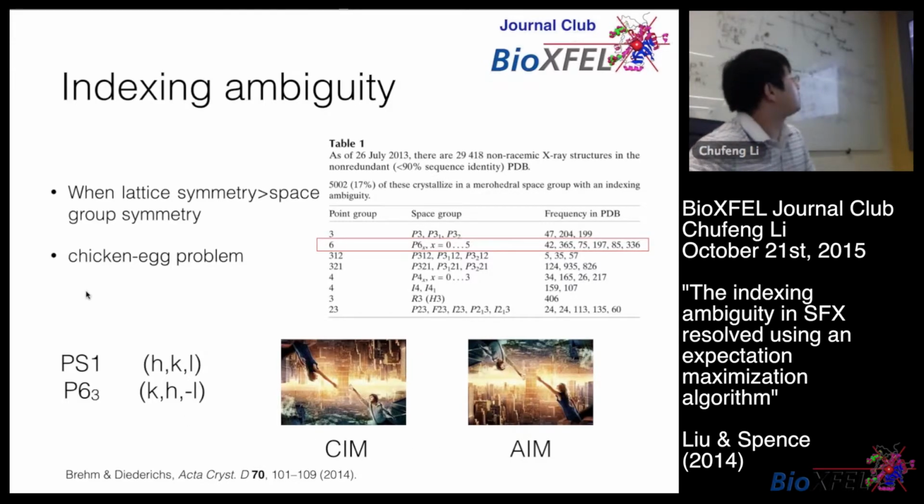And this is a chicken-egg problem. Why is that? Because, as we said, judging only from the black spot positions, we cannot index the pattern. So we need further information, like the intensity. But the intensity is only obtained after merging all the diffraction patterns. And the merging is based on the correct indexing. So it's a chicken-egg problem.